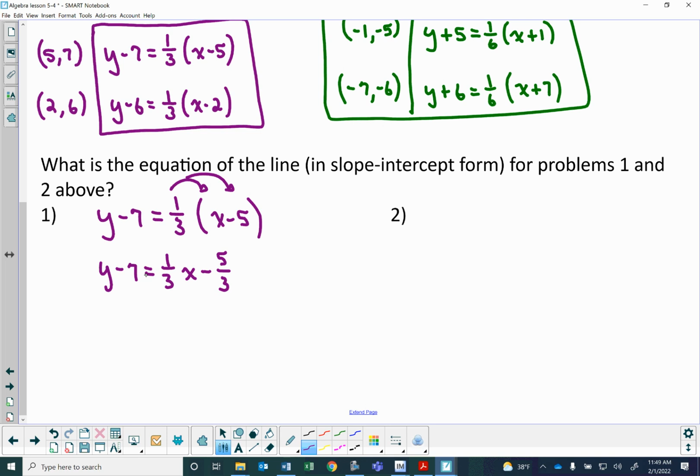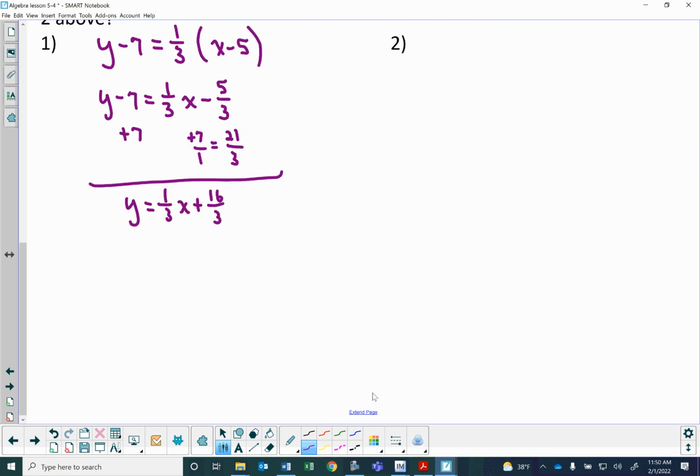Okay. Now what I'm going to do is add 7. Adding 7 over 1 is the same thing as adding 21 over 3, because 1 times 3 is 3, 7 times 3 is 21. So now I can add my fractions together. So y will equal 1/3 x, 21 minus 5 is 16, plus 16/3. I have a tendency to leave my y-intercept in improper fraction form unless I need to graph it, and then I'll change it to a mixed number if I needed to graph it.